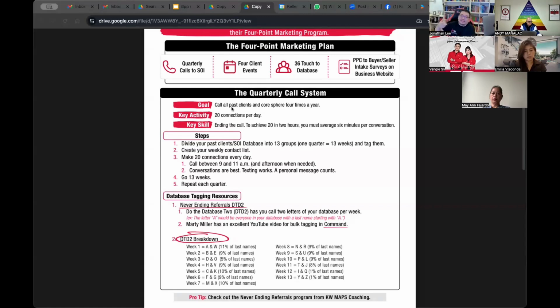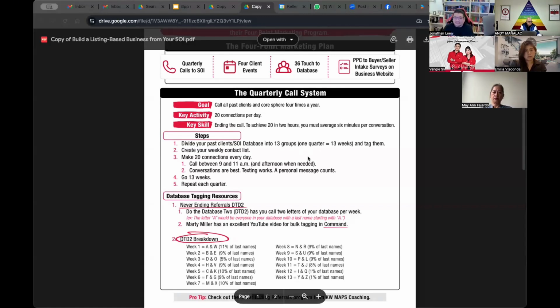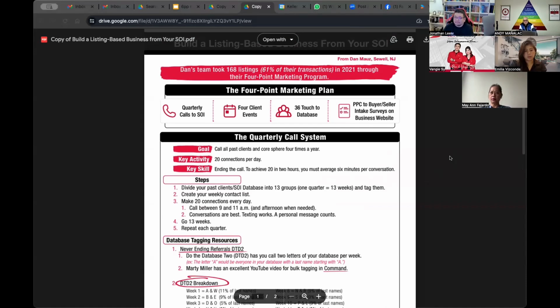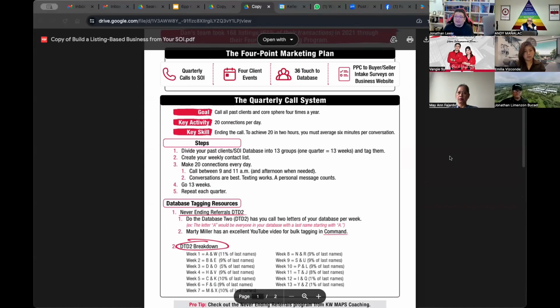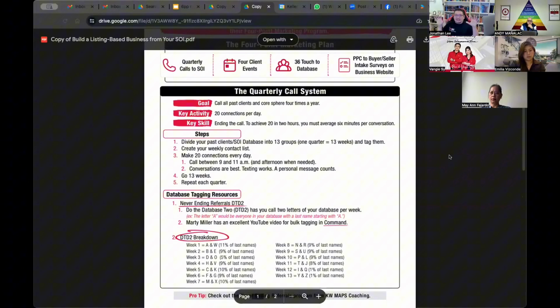Now, when you look at this particular sheet of paper right now, it's what we call building a listing-based system from your SOI. It's a playbook from one person. What are your thoughts? Give me your ahas. When you look at this, can you imagine yourself running a business plan based on this, running part of your daily activities based on this particular action? This is kind of like being very purposeful, right?